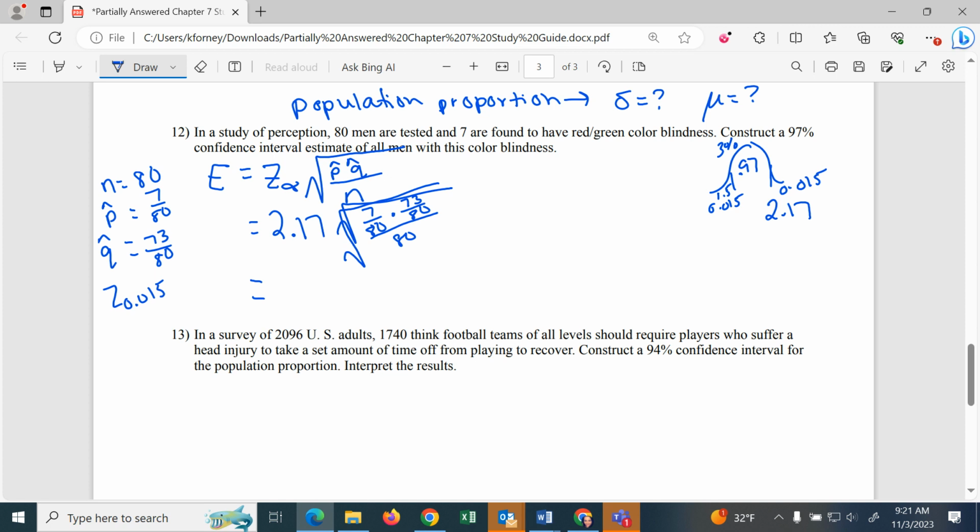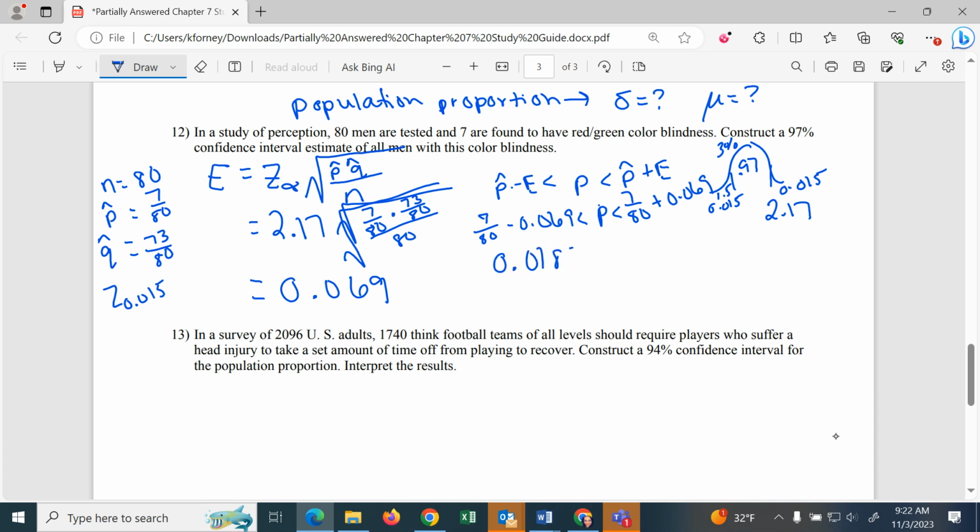So when you type that in, you find out that your margin of error is 0.069. So to find our confidence interval, we would say p minus the margin of error is between, p is between the difference and the sum. So we would have 7 over 80 minus 0.069 and then 7 over 80 plus 0.069. In doing the math, 7 over 80 minus 0.069 is 0.0185.